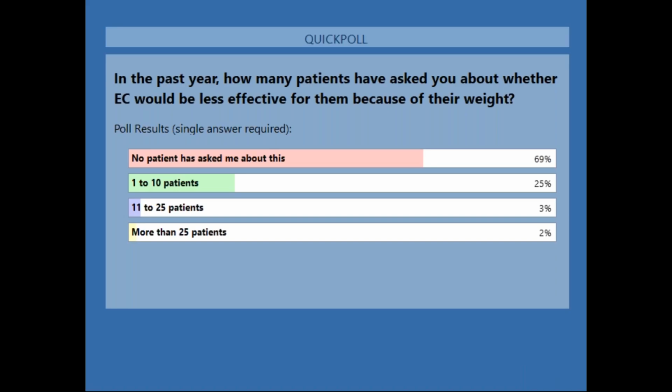So most of you say no one has asked you about weight, and that actually kind of goes along with what I see as well. A few of you have had some patients, and some of you have had quite a few.